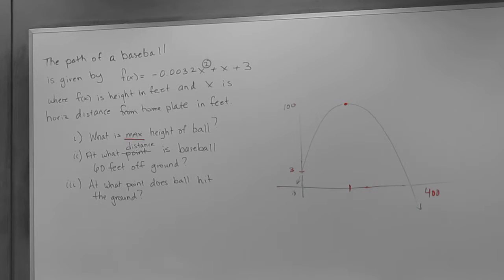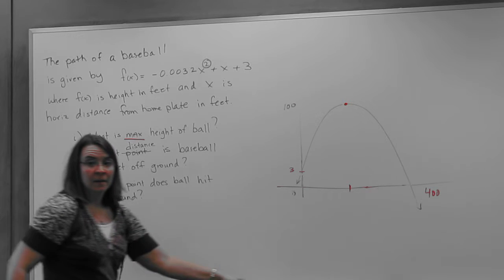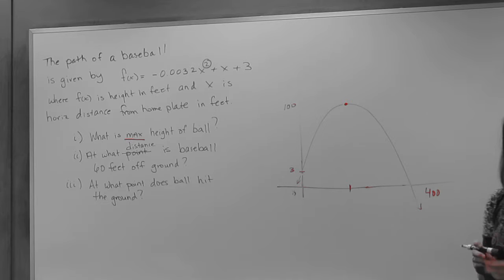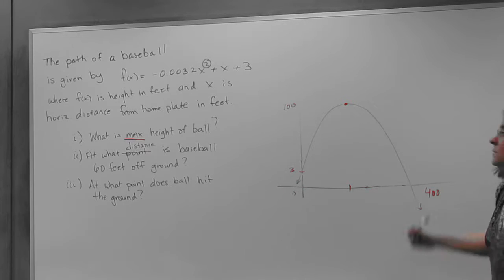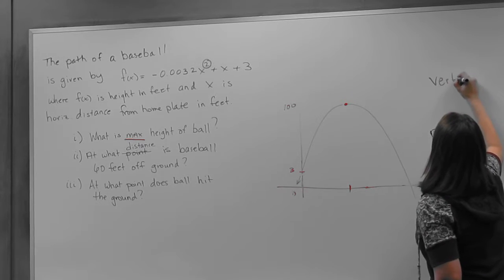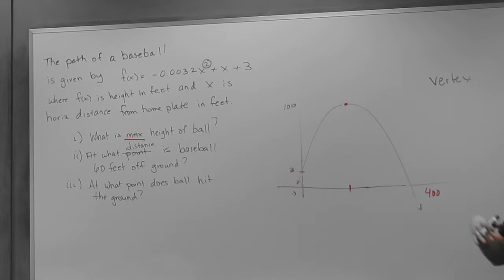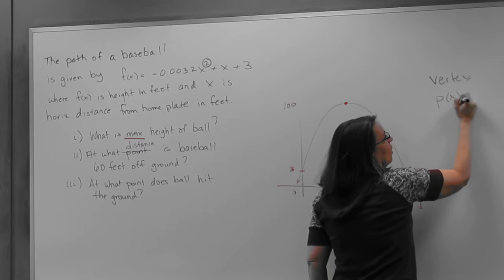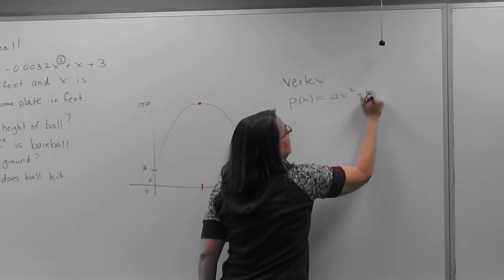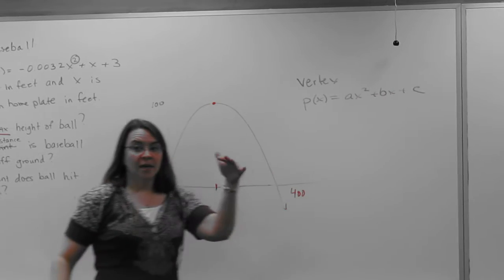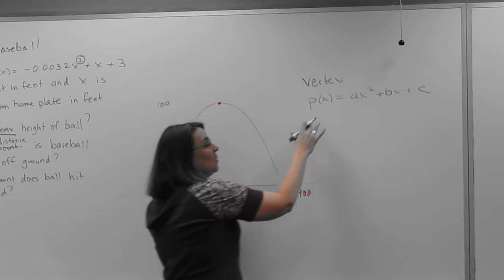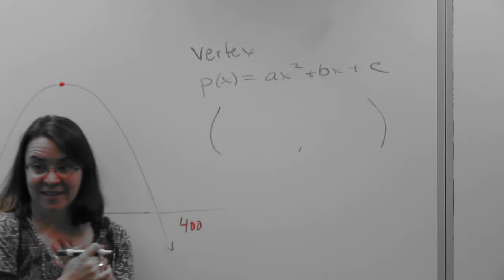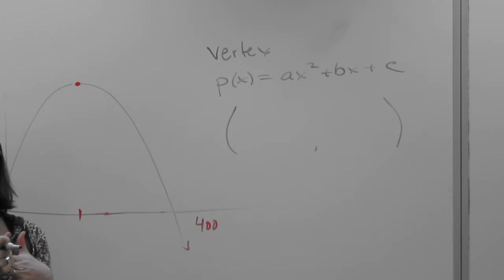Is there a vocabulary word that's coming to mind? Maximum of this parabola? So that turning point for the parabola is the vertex. Okay. And if we've got just an arbitrary parabola with coefficients A, B, and C, we can write down the vertex of that parabola in terms of A, B, and C.